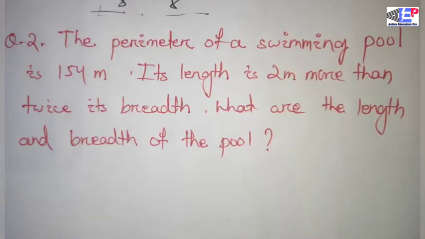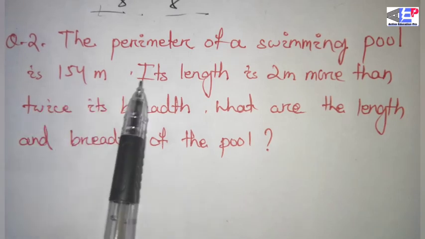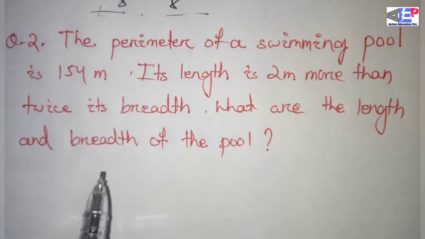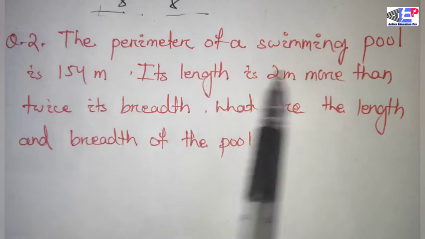Question number 2 says that the perimeter of a swimming pool is 154 meters. Its length is 2 meters more than twice its breadth. What are the length and breadth of the pool? It means here length is greater than the breadth.